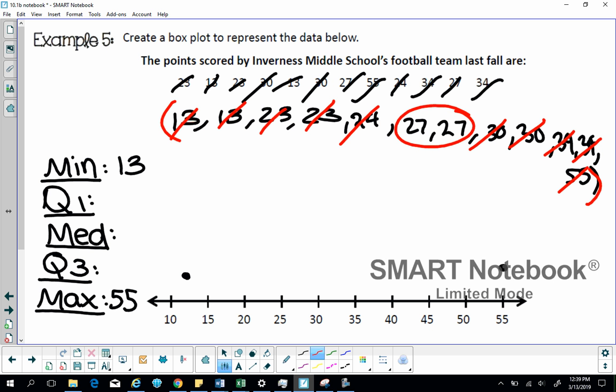Add them and divide by 2, or what's in the middle of 27 and 27? 27. So even if you added them and divided by 2, they'd still be 27. So that's my median. And I draw a line for my median, so it looks like that. So your median gets a line.